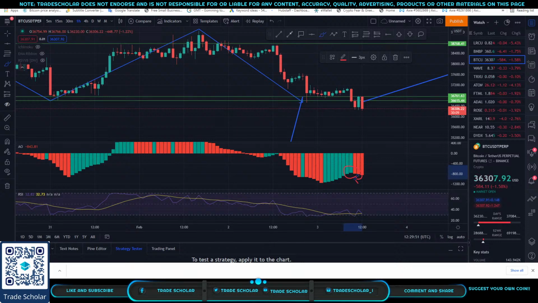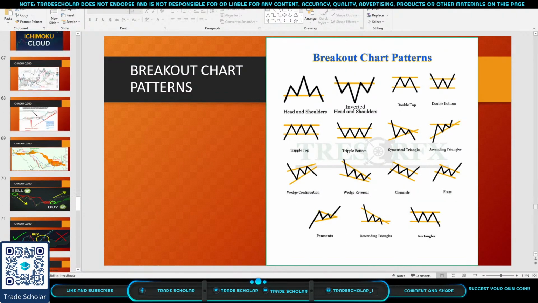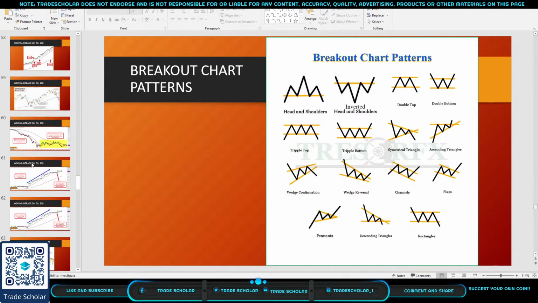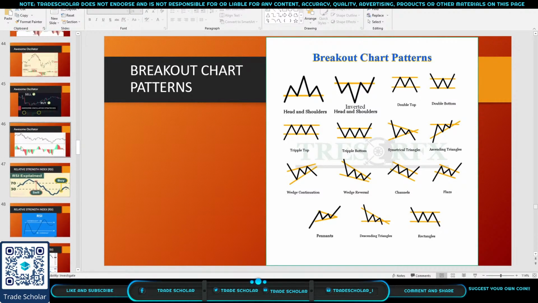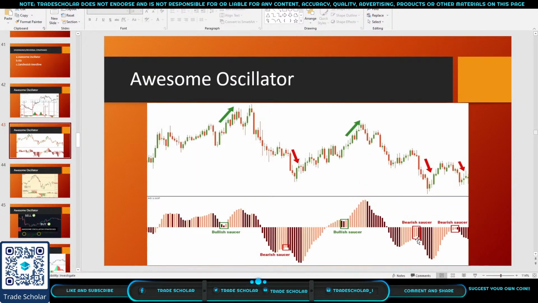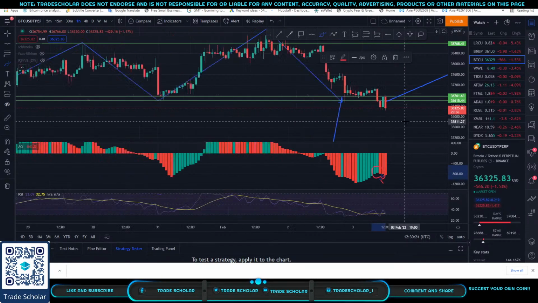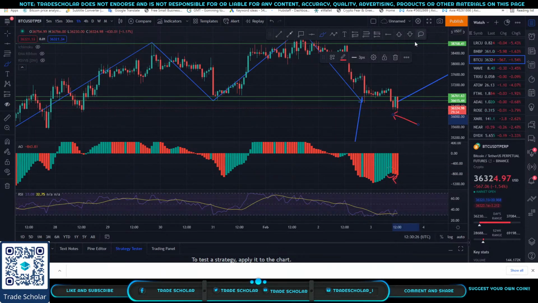Okay, let me show you the awesome oscillator. This is one of my favorites. Here, a bearish saucer. Small green, and then big red. So it went another way to the downside. Small, small, and then it broke out to the downside. It didn't print lower volume, so this is stronger volume. So we can expect more to the downside from here.